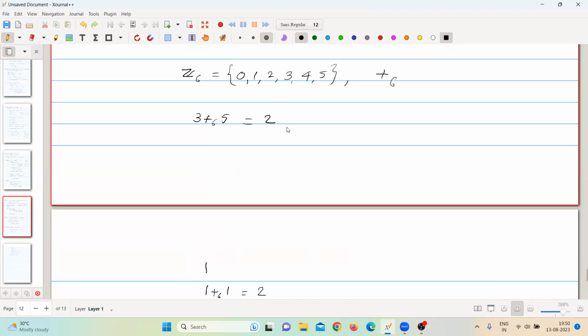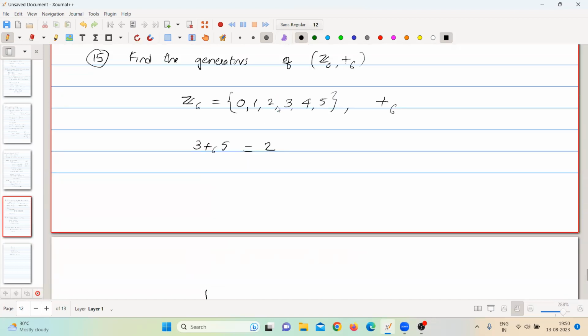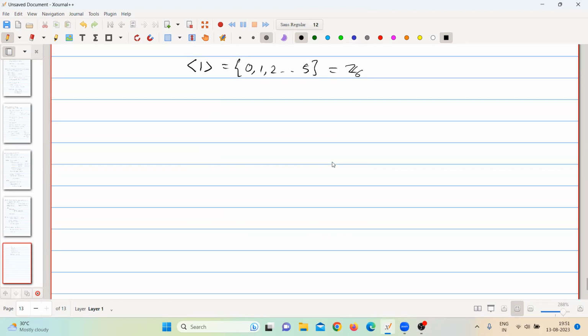Now, in the same way, let us try all of the elements. Identity always generates only the identity element, so in any group we don't need to check the generator of 0, because it generates only the identity. Next is 2. Can you say what are all the generators? The generators are 1 and 5.